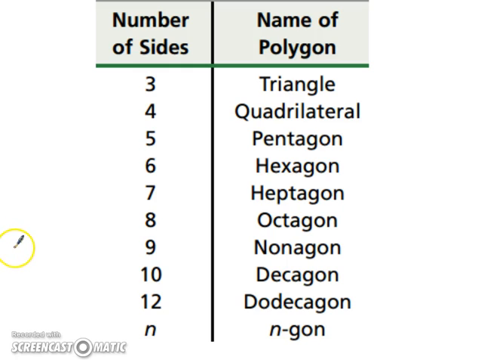Polygons have names. These names are based on the number of sides that they have. A 3-sided figure is a triangle. A 4-sided figure is a quadrilateral. A 5-sided figure is a pentagon. A 6-sided figure, hexagon. 7, heptagon. 8, octagon. 9, nonagon. 10, decagon. 12, dodecagon. And for all those uncommon sides, like 20 sides, we're going to use n-gon. And for the example of 20, it would be 20-gon.